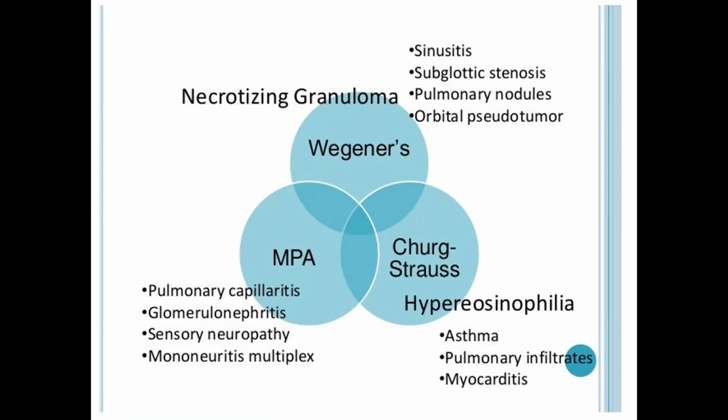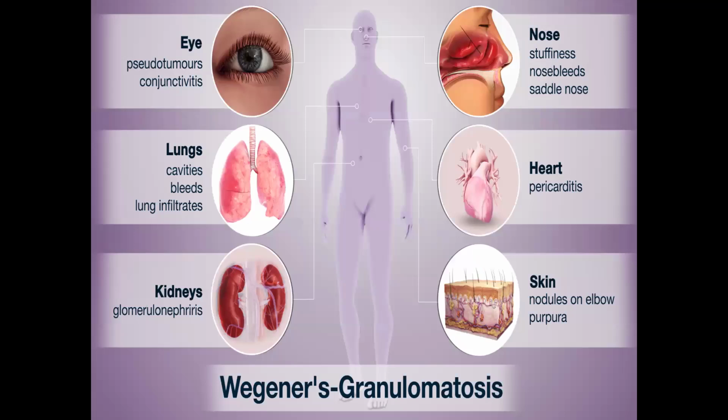But if you look carefully, each of them has specific features. For example, with Churg-Strauss, remember hypereosinophilia and asthma. This is something that you will see mainly in Churg-Strauss. In Wegener's, you see more of a sinusitis. In MPA, you will see the mononeuritis multiplex. Wegener's: nose stuffiness, nosebleeds.